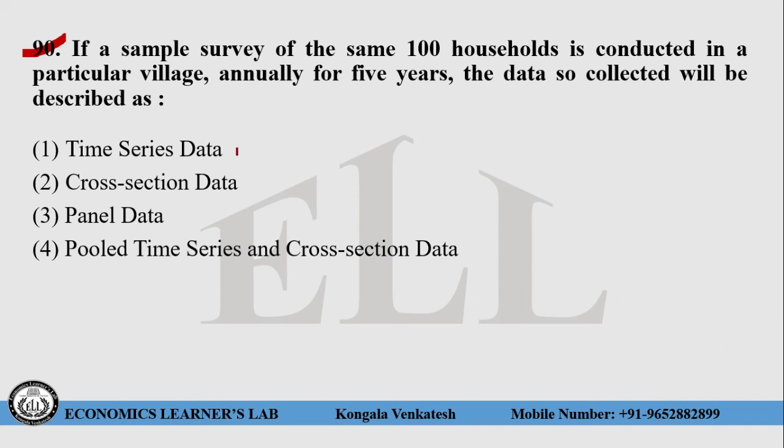So let us see. Time series data, every year you will be conducting. So time series data is continuous data. You will be taking a very long period. Cross section data, you will be taking data at one particular point of time. So panel data will be the right answer for this question. So here the right answer for this question is choice number 3.